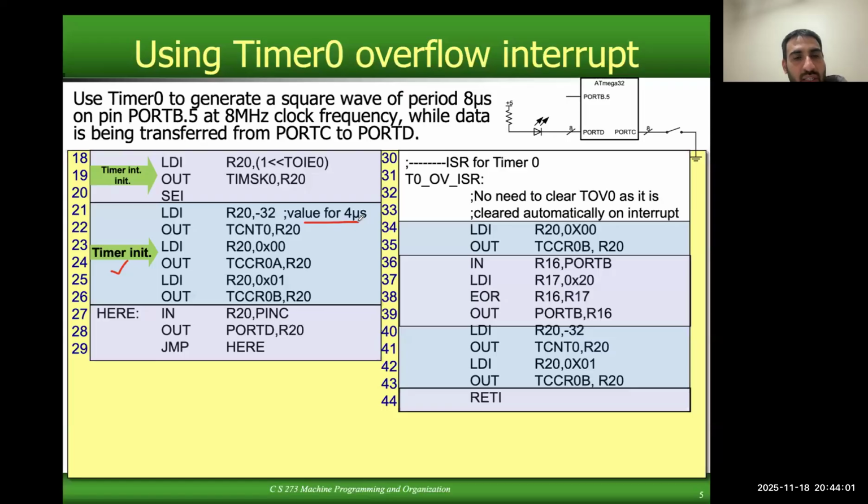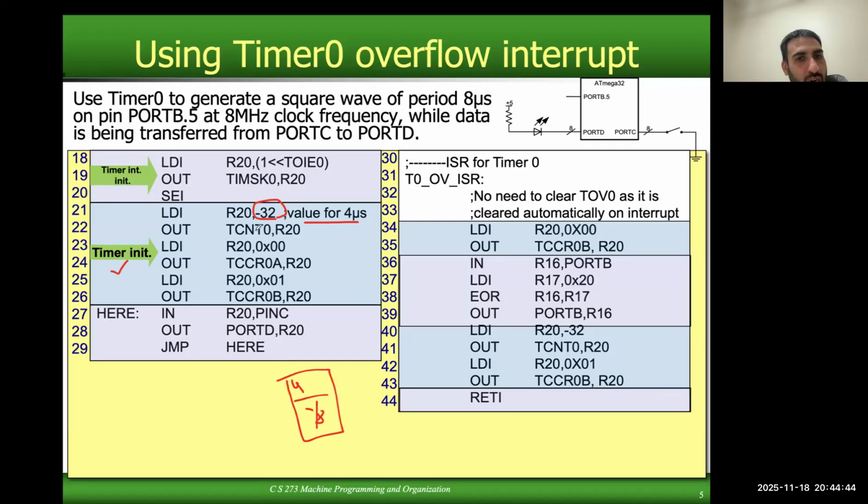We remember we said that we want to create a square wave with a period of 8 microseconds, which means that after every 4 microseconds we need to toggle the output, right? So if you have an 8 megahertz clock, you can do the math. 1 over 8 megahertz will be the period of the clock, and then you can divide 4 microseconds by whatever you get. What you will find is that you get the value of -32. So that's why we are loading the value of -32 in R20. And we have actually seen in previous slides how you can find the number which you need to put in a register to generate a delay of a given time period, right?